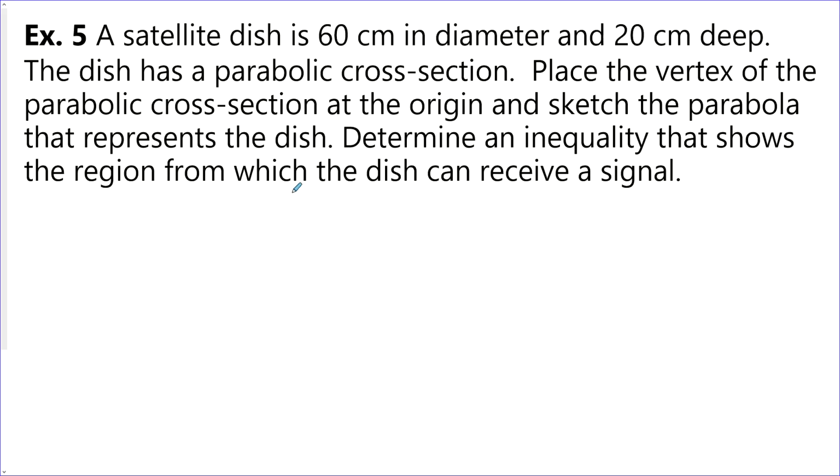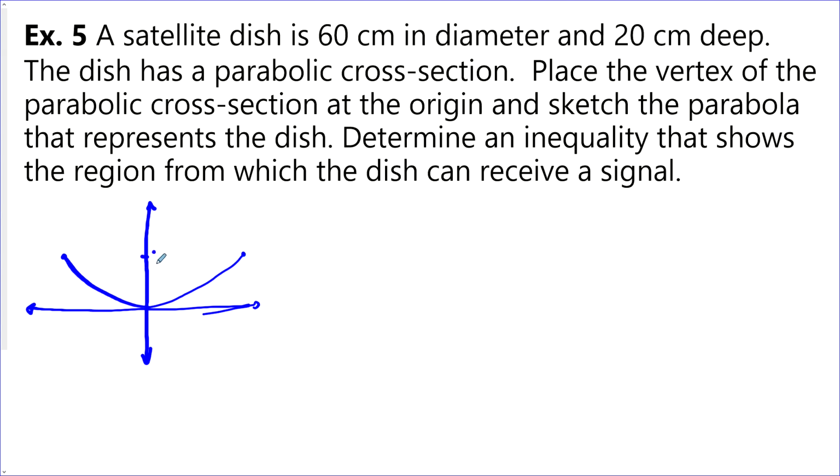Example 5 is our word problem. A satellite dish is 60 centimeters in diameter and 20 centimeters deep. We're going to put that on a graph here, and we want the center of the parabolic cross-section at the origin. So that means we're going to be looking at our dish sort of cut in half here. And it ends there and there. The satellite dish does not continue on forever.